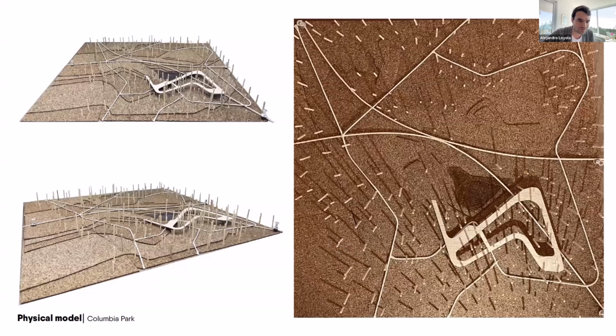And last but not least, through our physical model, we explored the changing topography. Making the model with the new proposed contours helped us to really understand the grading of the site, the movement pattern along the raised pathway, seating on the sloping side, and tree density.